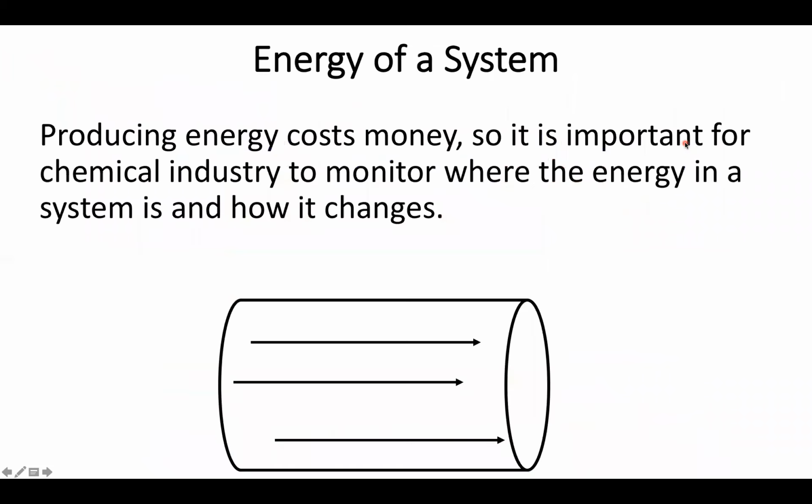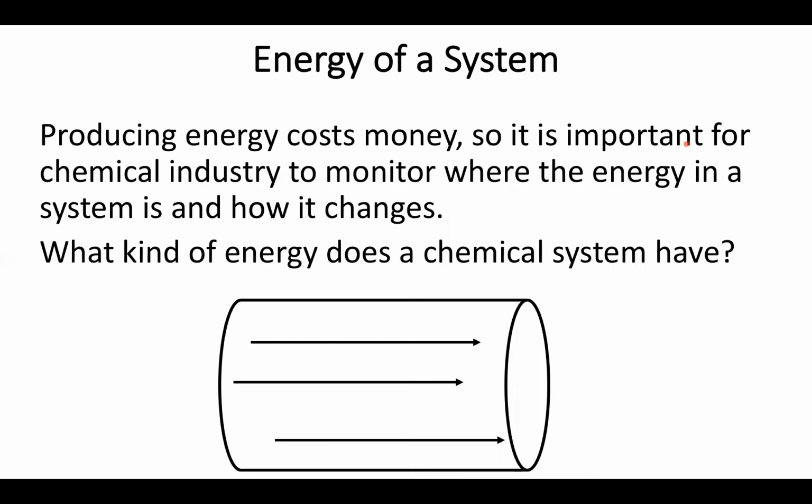So one of the big things to remember is why we should care about energy. And one of the biggest reasons why is, as we've seen in distillations, a lot of chemical processes require a whole bunch of energy, and that actually turns out to be one of the major costs. So being able to monitor the energy is going to be really important. But then this leads us to the second question. What kind of energy does a chemical system have?